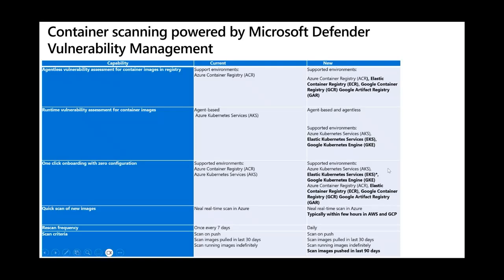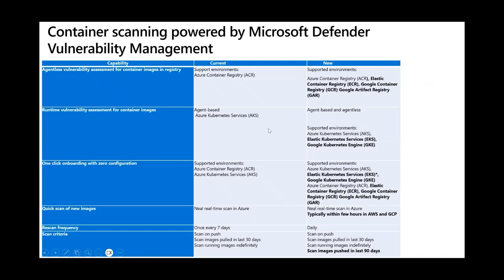So this is really highlighting the enhancements that we're making with the updated scanner. First off, you can see here that we're now able to support more environments. Previously we only supported Azure Container Registry, but now this is being extended to Elastic Container Registry, Google Container Registry, Google Artifact Registry as well. And again, these multi-cloud registries are coming soon.